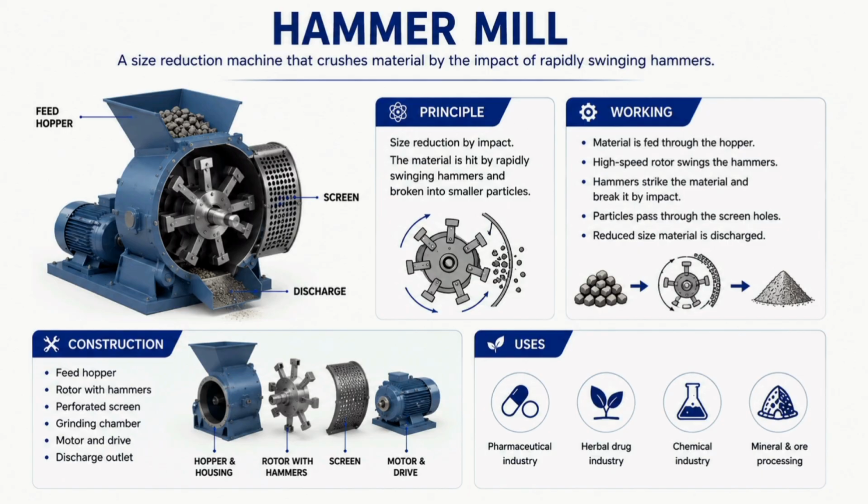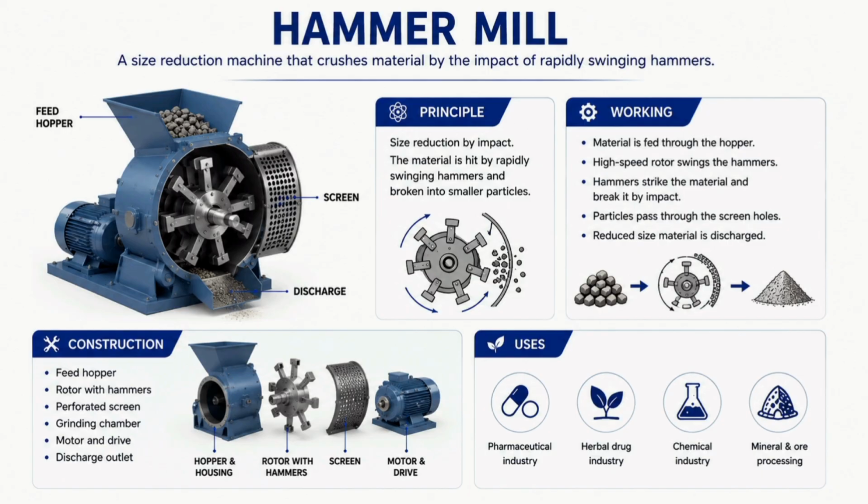Let us see the construction of this mill. The hammer mill consists of a steel chamber. Inside the chamber a rotor is attached. Several swinging hammers are connected to the rotor. A screen is present at the bottom, and the machine also contains a feeding hopper and a discharge outlet. The rotor rotates at a high speed here. So this is about the construction. Let us see the working.